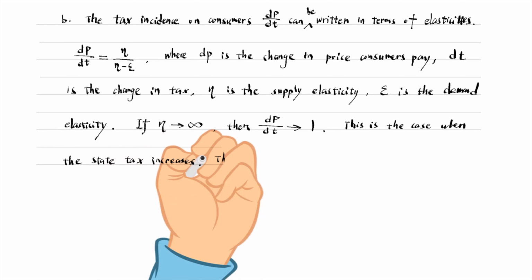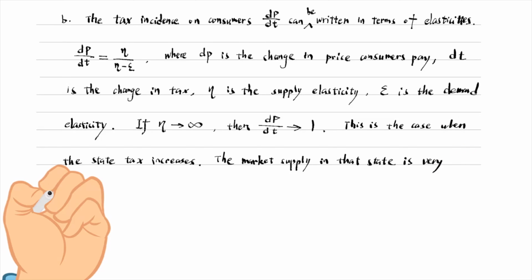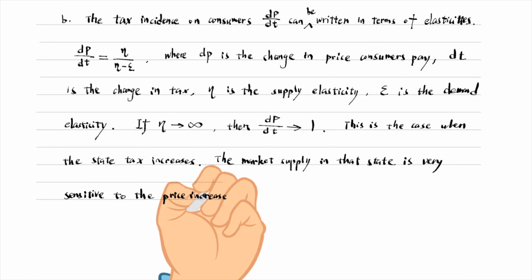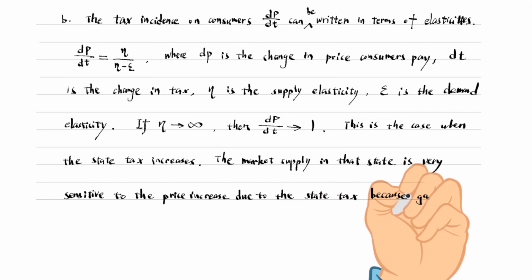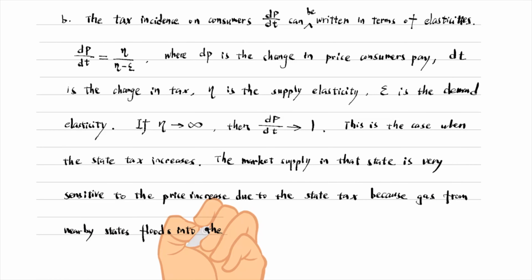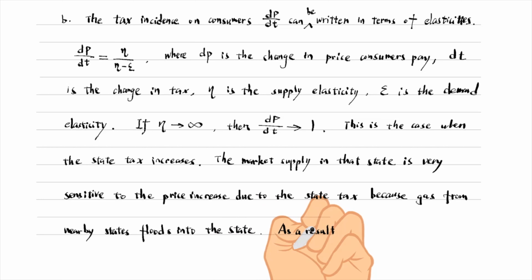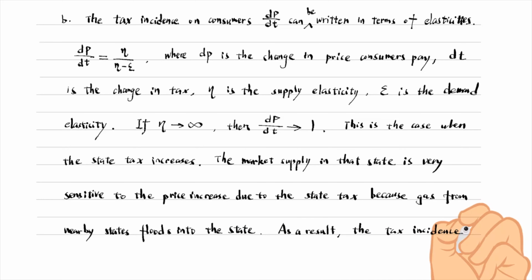The market supply in that state is very sensitive to the price increase due to the state tax because gasoline from nearby states floods into the state. As a result, the tax incidence on consumers is nearly 1.